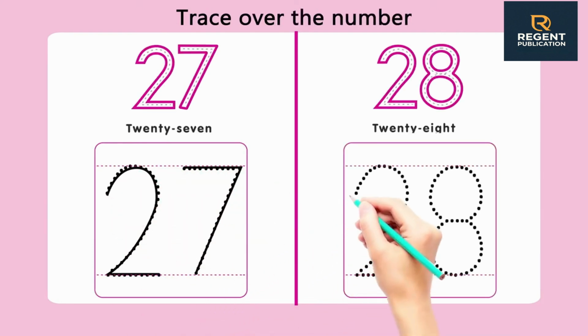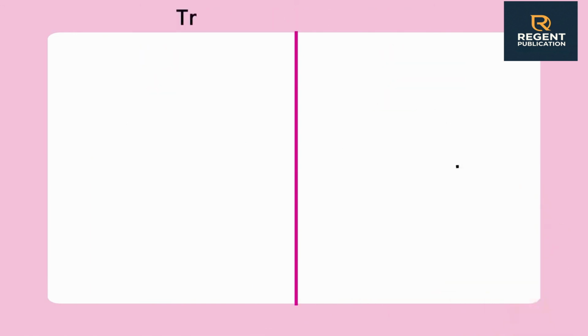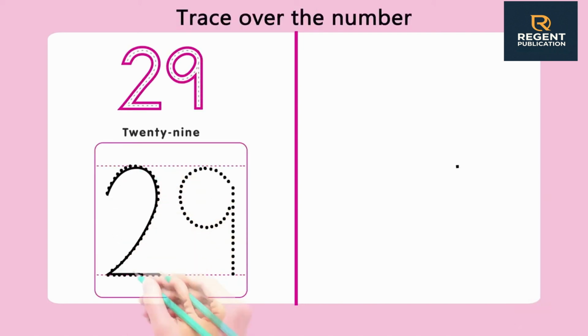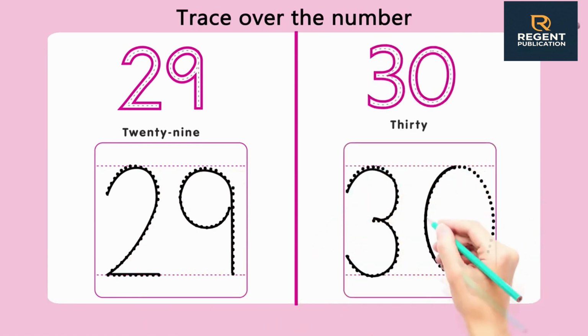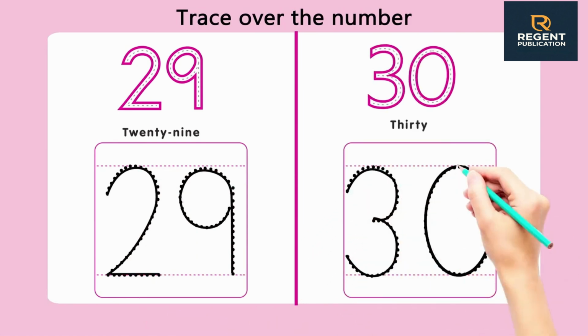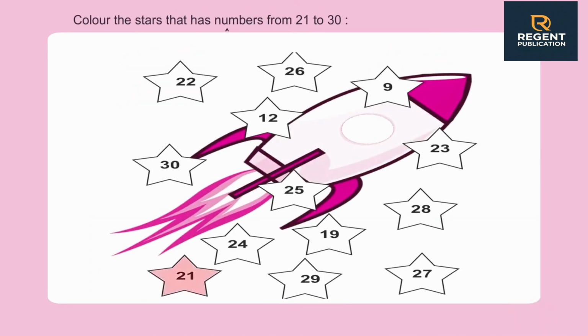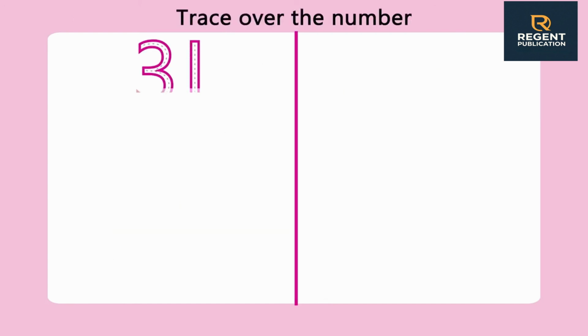Trace over the number 28. Trace over the number 29. Trace over the number 30. Color the stars that have numbers from 21 to 30.